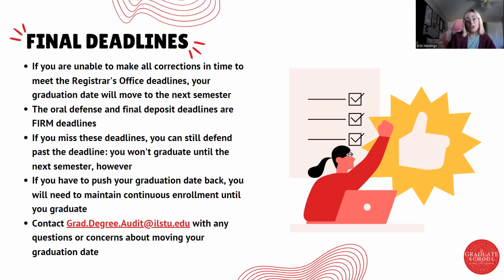If you are unable to make all corrections in time to meet the registrar's office deadlines, your graduation date will move to the next semester. The oral defense and final deposit deadlines are firm deadlines. There is no wiggle room on those. So if you miss those deadlines, you can still defend past the deadline, but you won't graduate until the next semester. If you have to push your graduation date back, you will need to maintain continuous enrollment until you graduate.